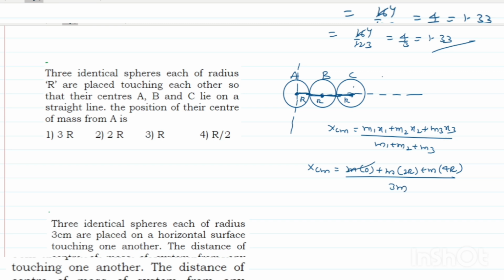So here it will get cancelled, 4 plus 2 will be getting as 6, so we can write it as 6mr by 3m. So 3 2s are 6, so here we will be getting 2r. So 2r is the correct answer.